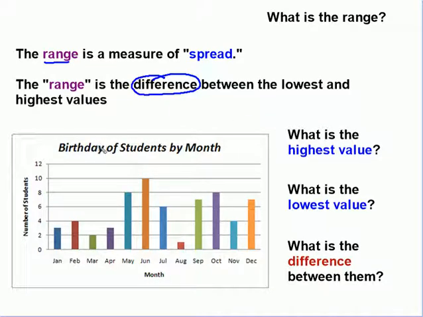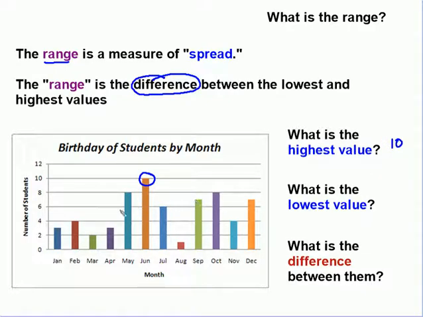Here we have a graph that tells us the birthday of students by month. Here are the number of students from 0 to 12, and here are the months that they're born in. Here's our first question: what is the highest value? Now sometimes you might be tempted to look up here, but that's not where our highest values are. Our highest values are marked along this graph. So which of these bars is the highest? This one is. The highest value is 10.